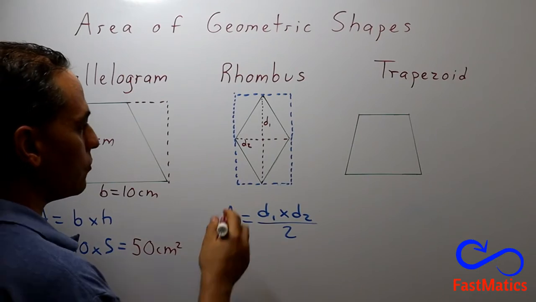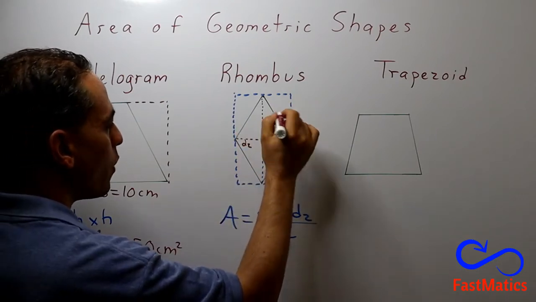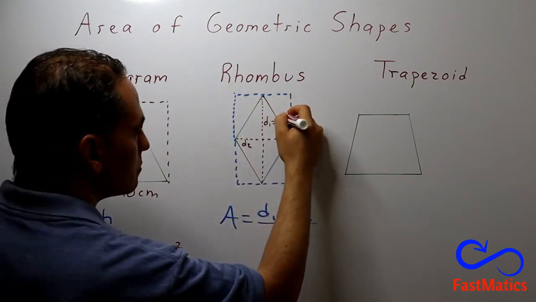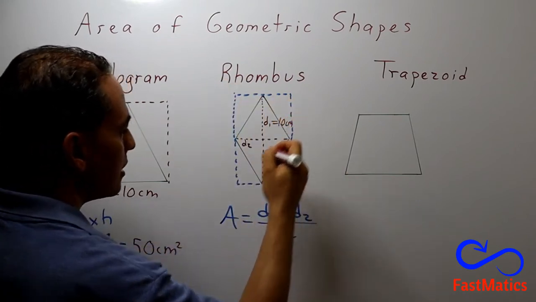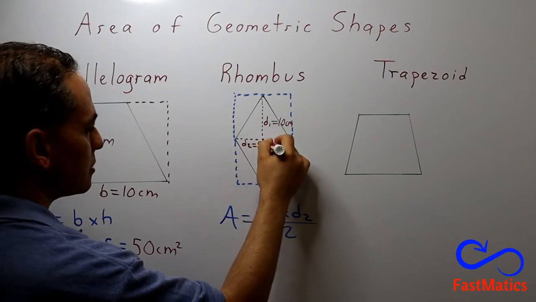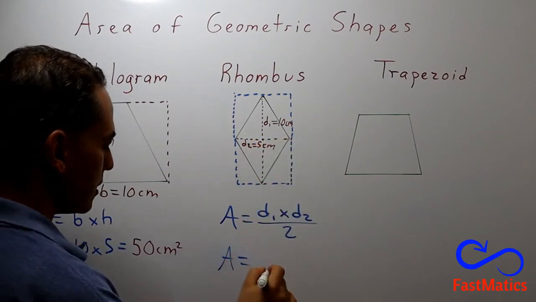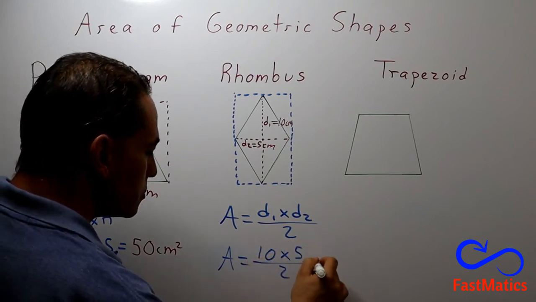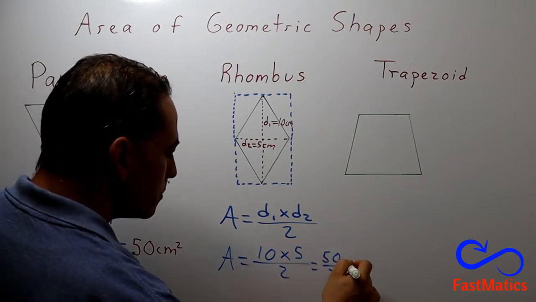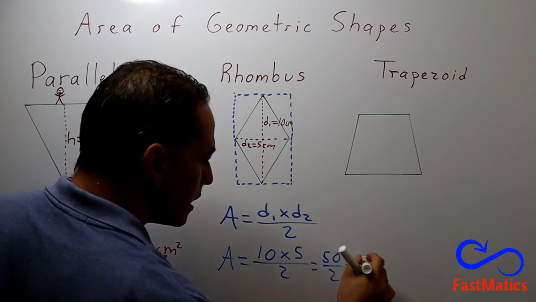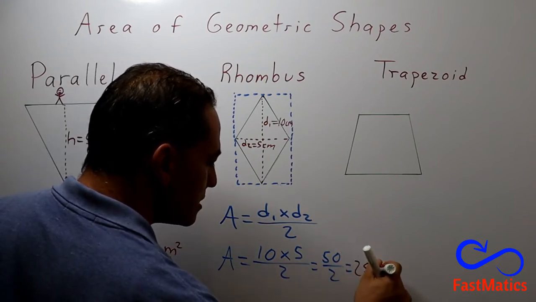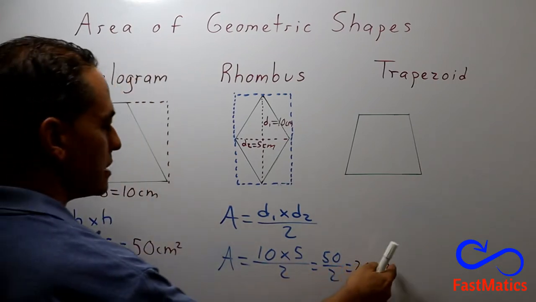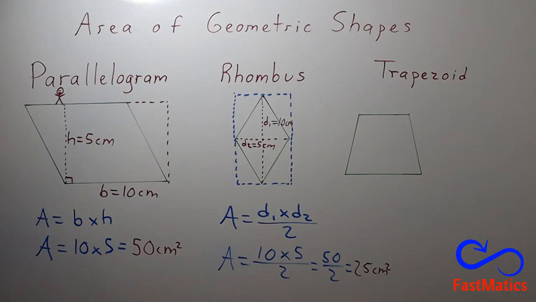Then if, for example, diagonal 1 measures 10 centimeters and diagonal 2 5 centimeters, you replace diagonal 1, diagonal 2, and the answer will be 10 times 5 divided by 2, 50 divided by 2, and that is 25 centimeters squared. Very, very important, the square, because we are talking about areas.